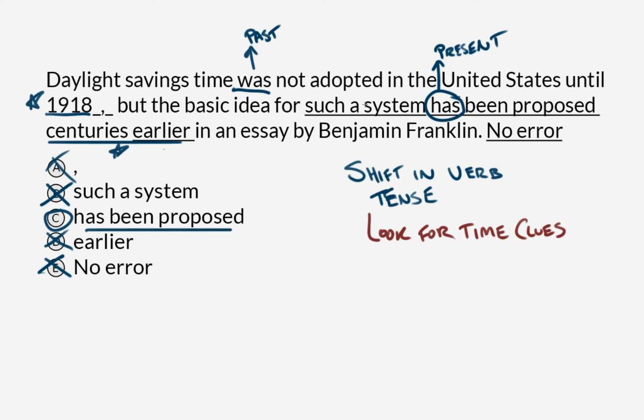C is our answer. So if you're looking at an error ID question like this, it's got those 5 underlines, you're looking for the obvious error. And if you see something pertaining to time, and you have these time clues, pay special attention to the verbs and their tenses. And if those tenses are not aligned for some reason, that's your error.